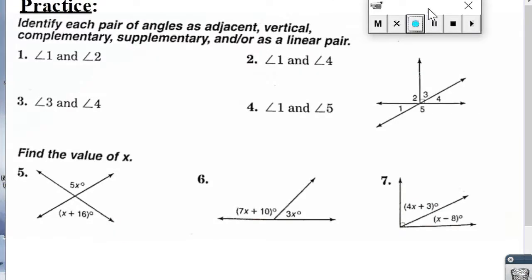The first ones are just identifying the terms. I want to identify each pair of angles as adjacent, vertical, complementary, supplementary, and/or as a linear pair. What that means, guys, is some of these could be more than one. We have to pay close attention. So angles 1 and 2, let's highlight those. Here's angle 1, here's angle 2. Are they adjacent? Well, they share this vertex right here, and they share this common side. So yeah, I can say they're adjacent.